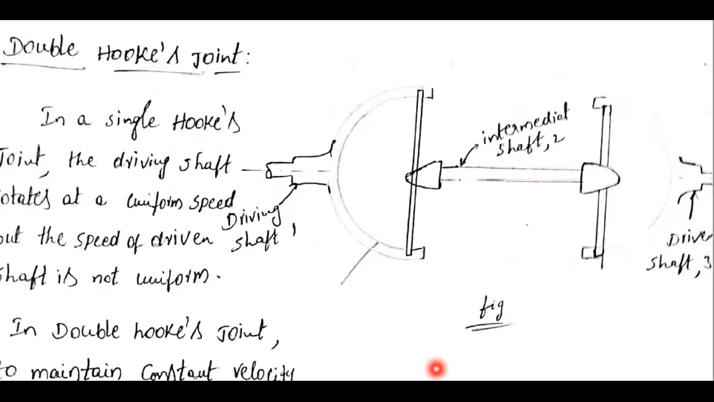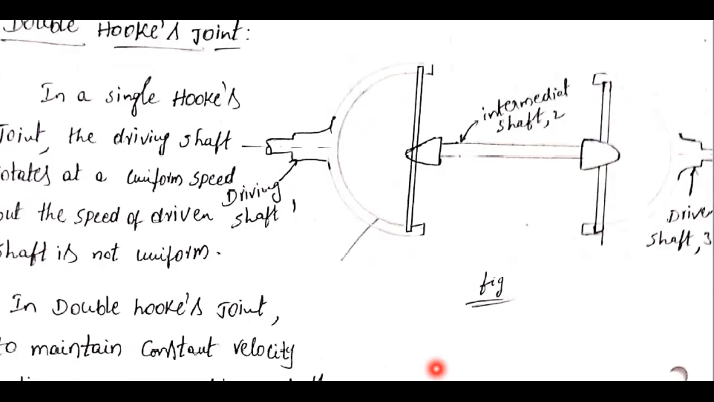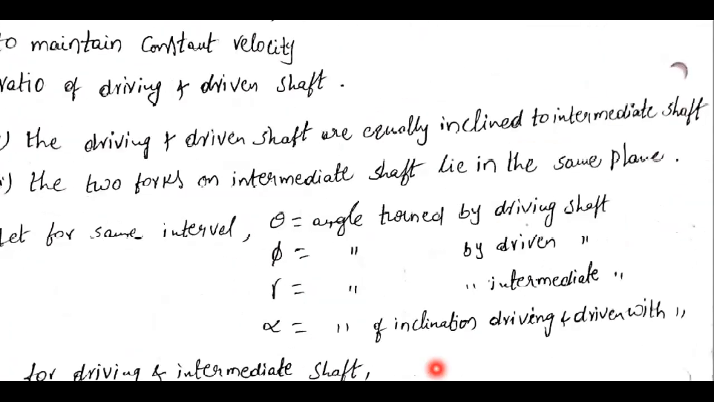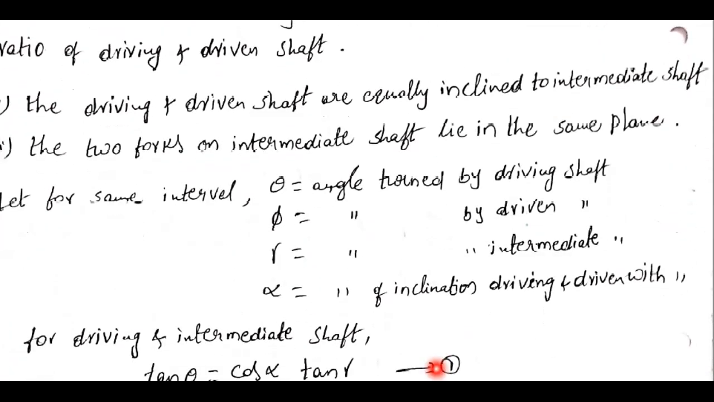Now going to see the main elements. Observe that the driving and driven shafts are equally inclined to the intermediate shaft. And the next one is that the two forks on the intermediate shaft lie in the same plane. That also applies here.